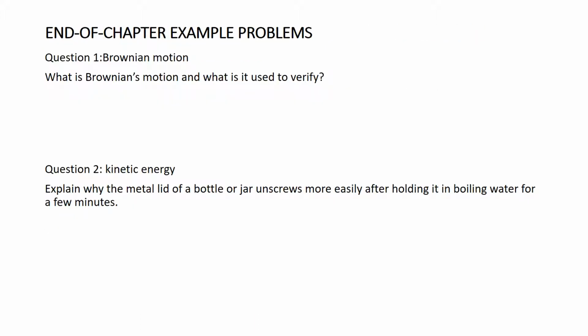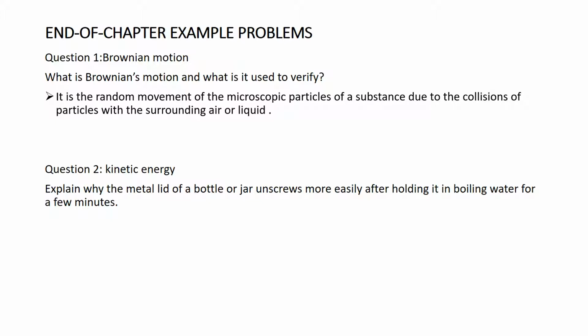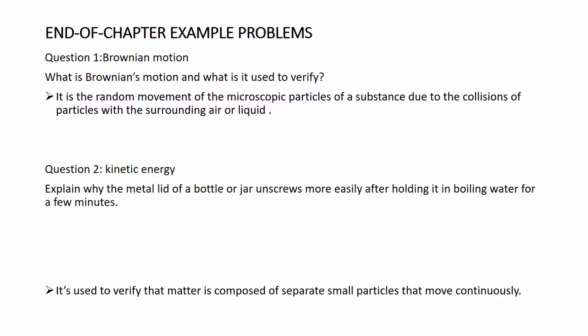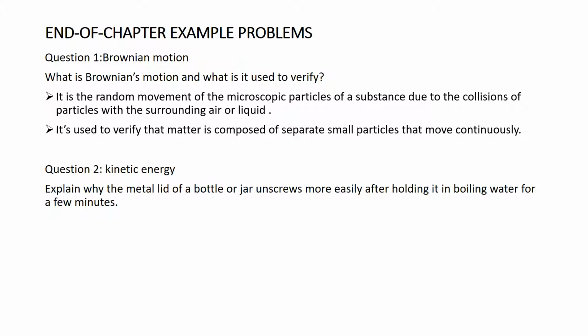So let us do some end of chapter example problems. Question 1 is about Brownian motion. You should explain what Brownian motion is and what it is used to verify. Brownian motion is the random movement of the microscopic particles of a substance due to the collisions of particles with the surrounding air or liquid. It is used to verify that matter is composed of separate small particles that move continuously. Hope you're clear on that.